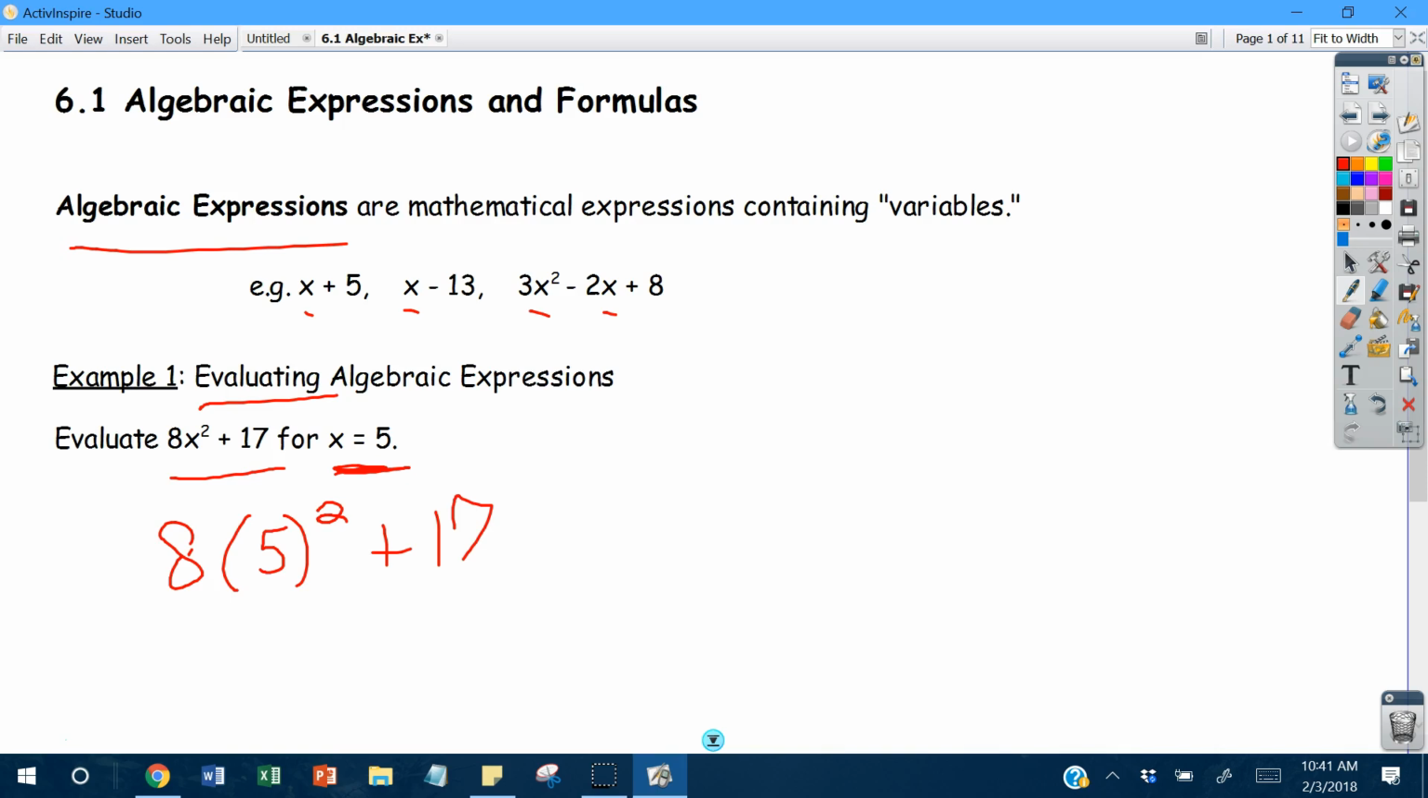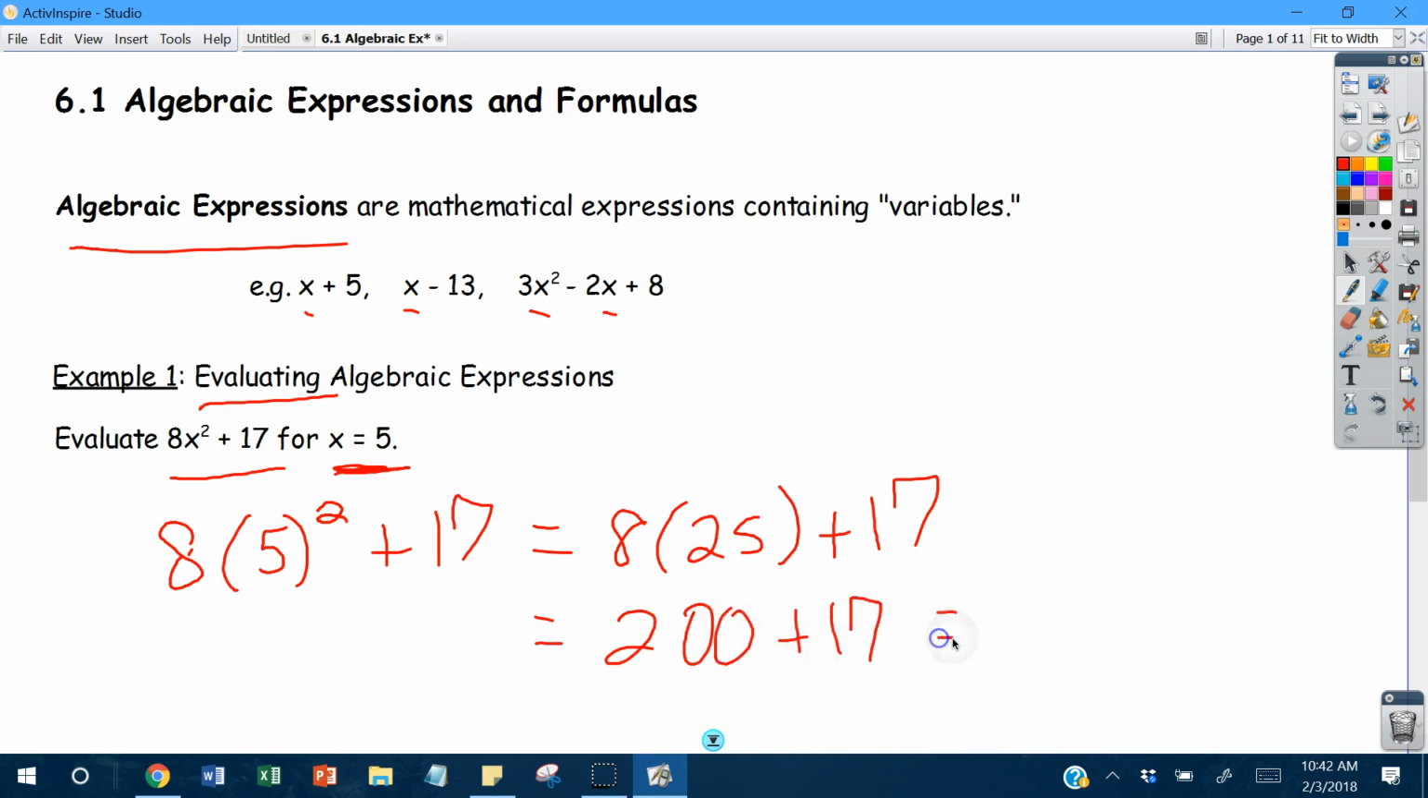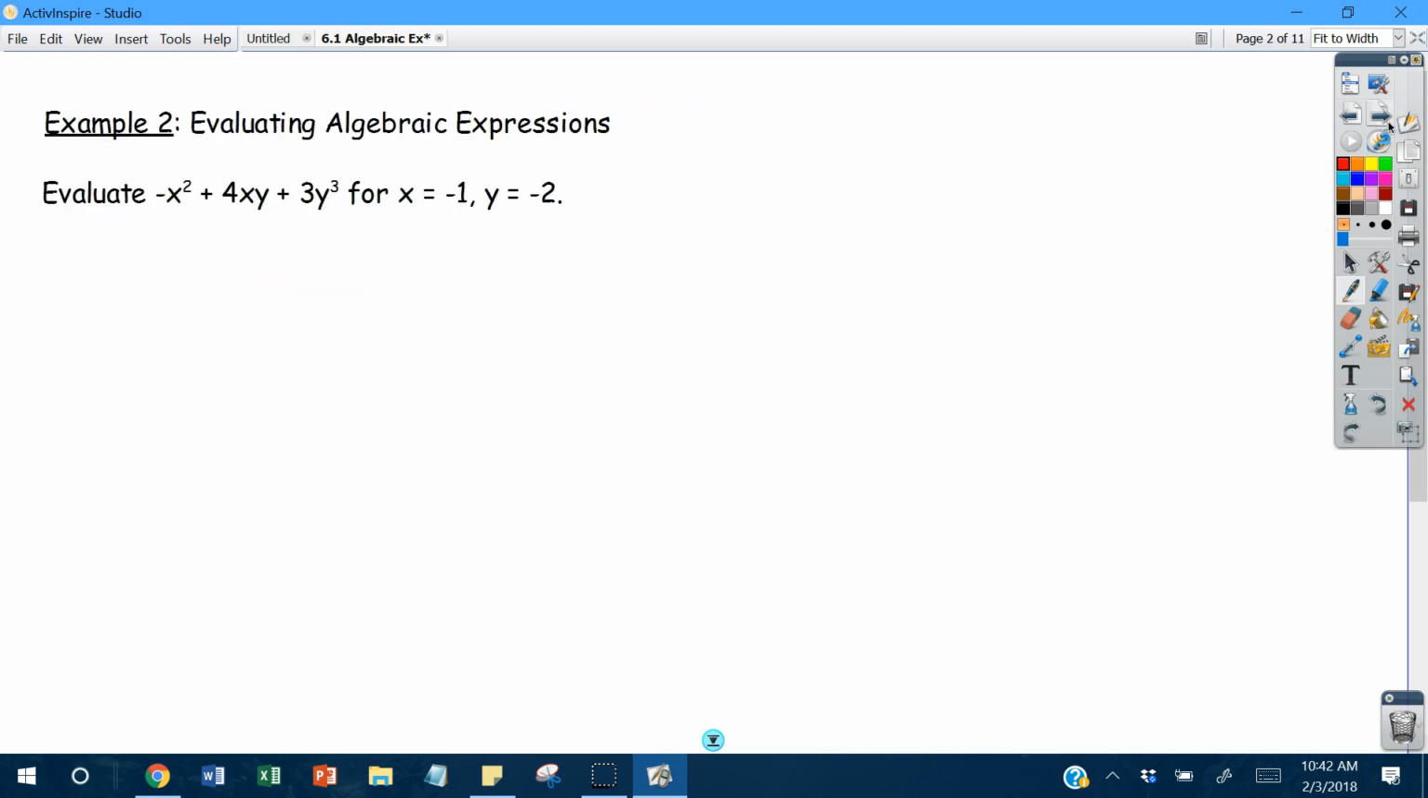From this, I have to rely on my order of operations to compute this, or you can stick it all on the calculator. Order of operations says do exponents first, so I'll do the 5 squared first, so 8 times 25 plus 17. 8 times 25 is 200, plus 17, which is 217. So that's really all you do for evaluating. You're given an expression, they tell you what the variable is equal to, and you just plug it in everywhere you see that variable.